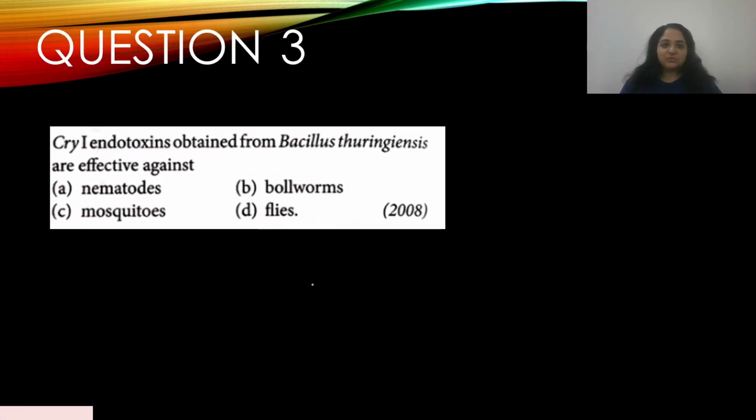Question number 3. Cry1 endotoxins obtained from Bacillus thuringiensis are effective against, this appeared in 2008, A. nematodes, B. bollworms, C. mosquitoes, D. flies. I already discussed this again. They are endotoxins obtained from Bacillus thuringiensis, effective against bollworms. Bollworms are insects, so it is B.